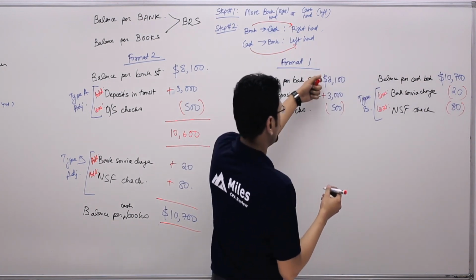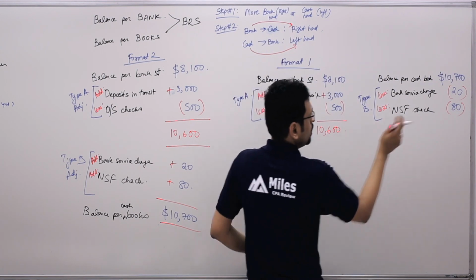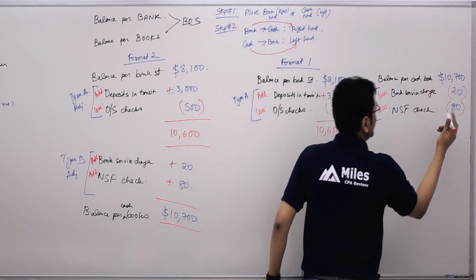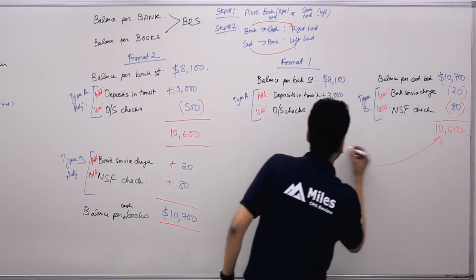Guys, if I do 8,100 plus 3,000 minus 500, that's 10,600. And 10,700 minus 20 minus 80 gives me 10,600. I have reconciled.